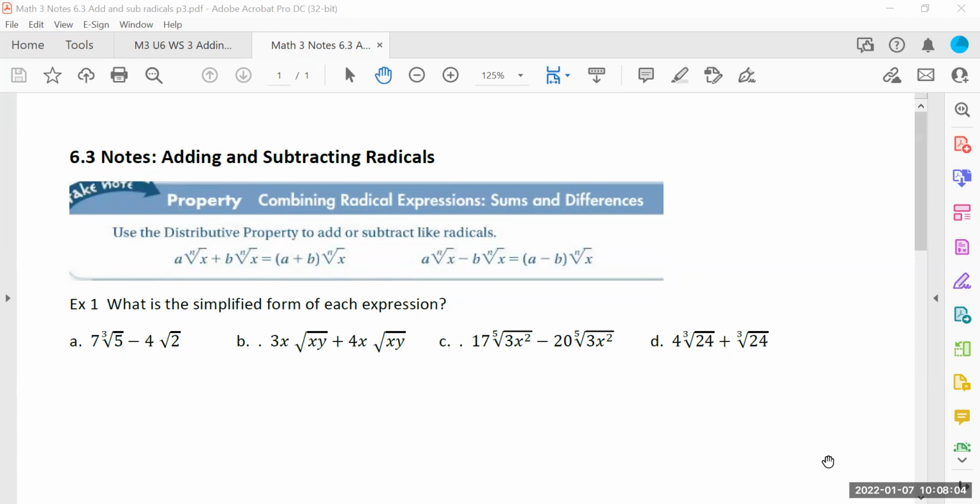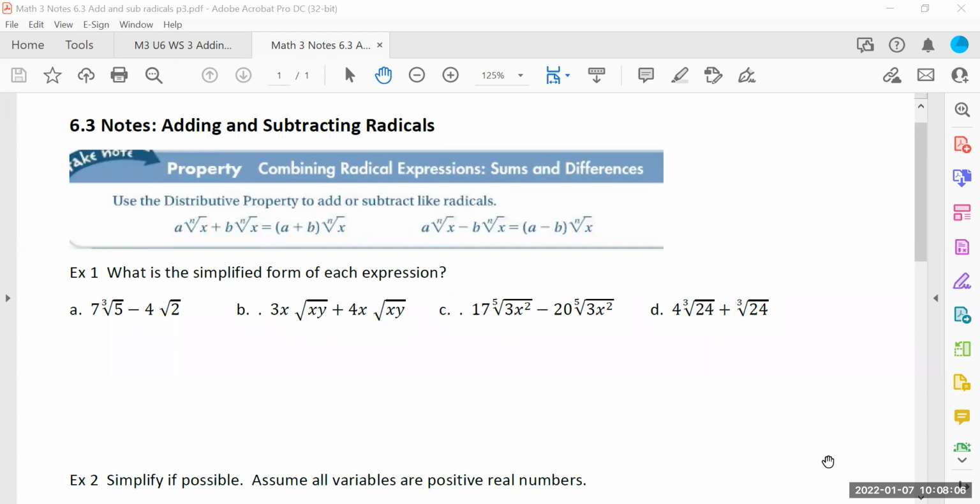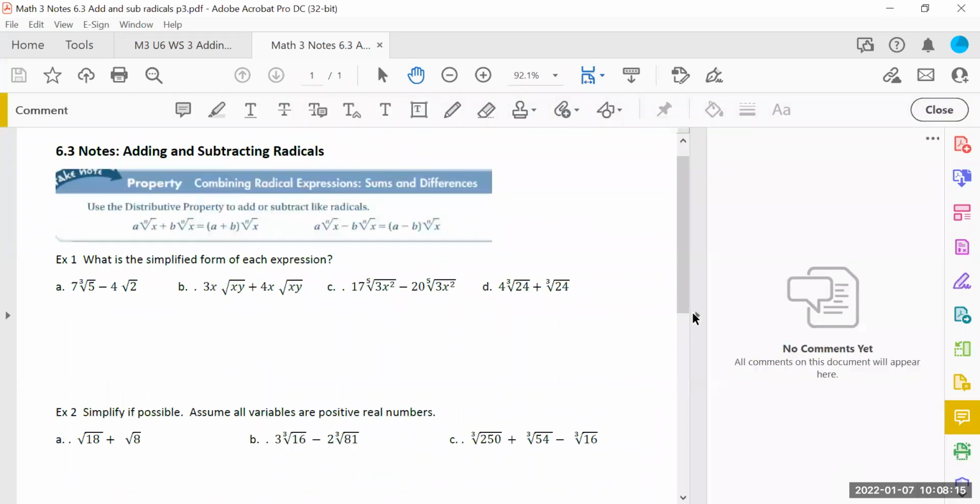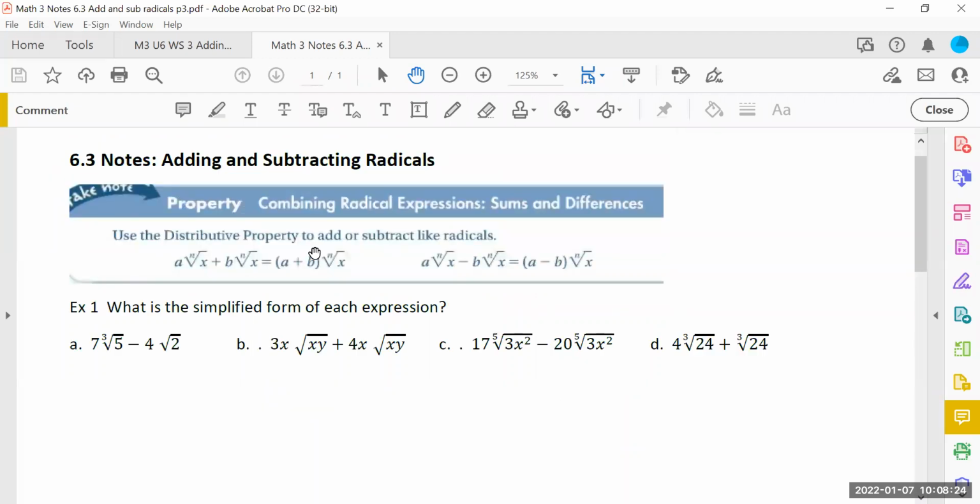So in order to add and subtract radicals, not only does the index have to match, remember whether it's a square root or a cube root or a fourth root, that part has to match for multiplying and dividing and for adding and subtracting. So notice again, we've got nth root, nth root, nth root. Those all have to match.